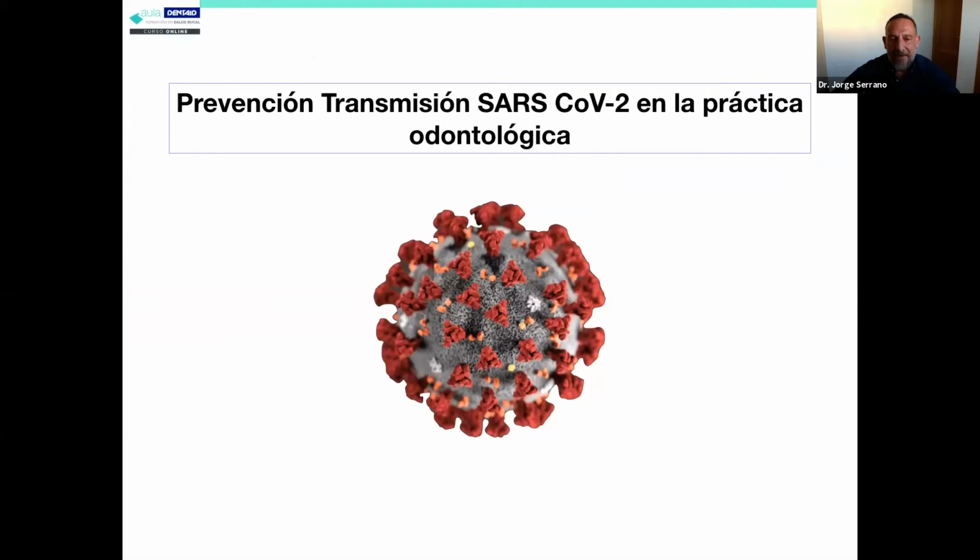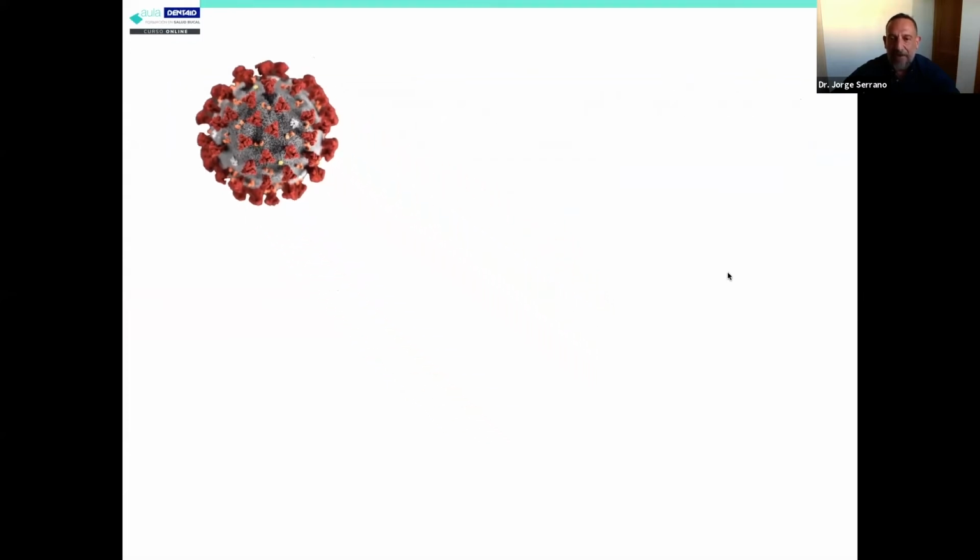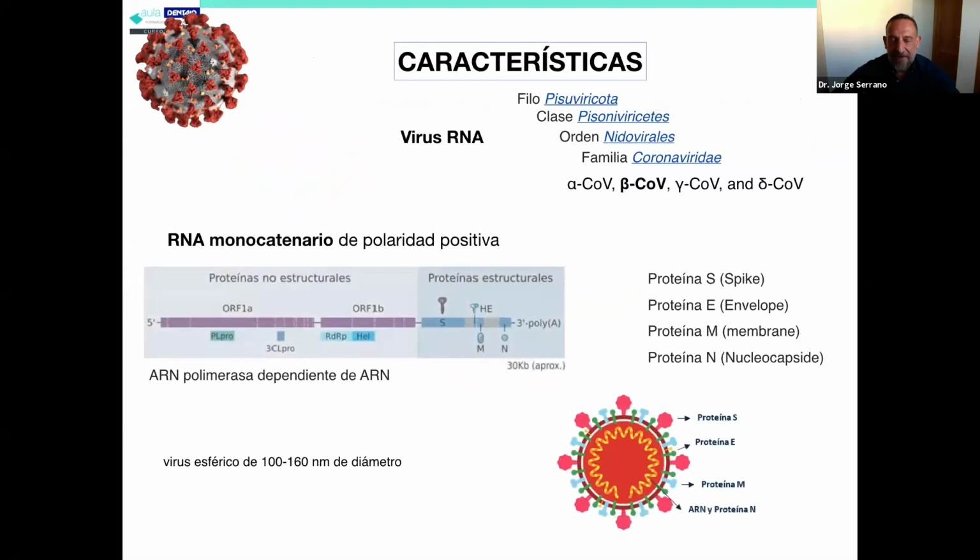Let's speak a little bit about the prevention of the transmission of SARS-CoV-2 in the dental office. First of all, we will see the features of this virus. It's a spherical virus between 100 and 160 nanometers of diameter, and it's of this family of coronavirus. Here we have different groups, alpha and beta, which attack mammals. They can produce, for example, in humans, respiratory diseases, and in other mammals, gastrointestinal problems. And these other groups affect birds, basically, so they would be out of our range.